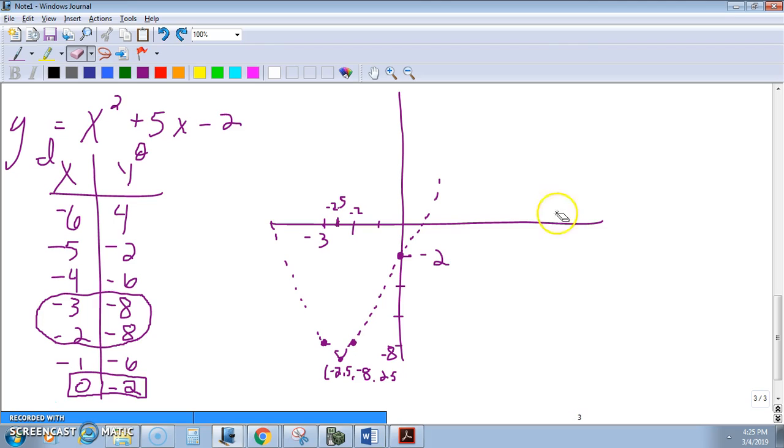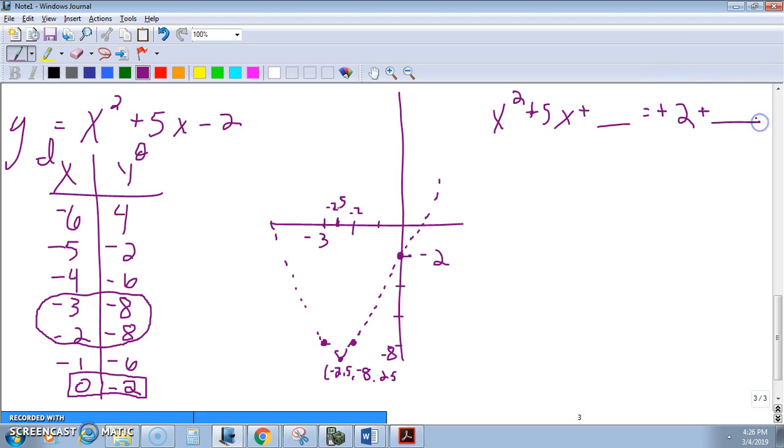This will also help us practice some completing the square, because this equation is not factorable, right? So we have x squared plus 5x, and I'm going to move that negative 2 to the other side. If I added 2 to both sides, this is going to be positive 2 plus 0.